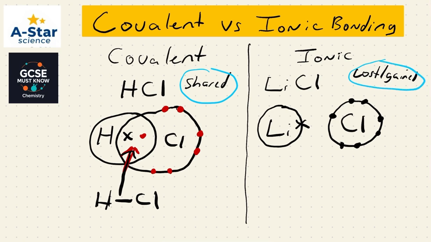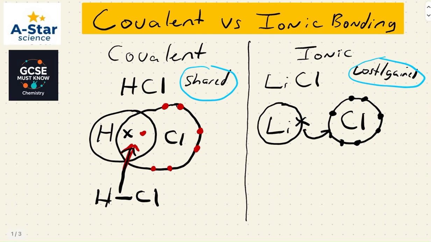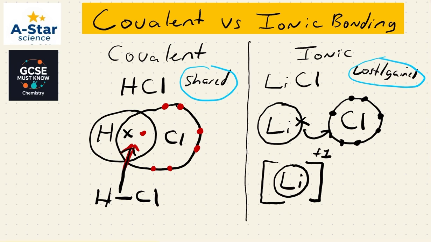Now, chlorine has 7 in the outer shell, and lithium has 1. Chlorine wants to gain 1 more to fill its octet to make it 8. So lithium is going to lose that. How do we draw the ionic bond? We then put in a bracket to show what's been lost. So now lithium has none in that shell, and since it's lost an electron, it's become positive 1.